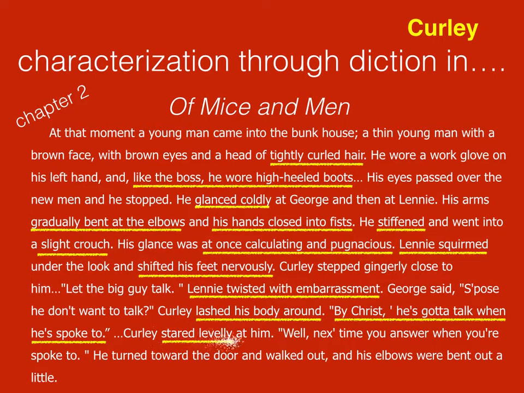Again, Steinbeck mentions his stare. He stares levelly at these guys, and he says that they will answer to him, reestablishing that he is in charge. And lastly, when he walks out, his arms are bent out a little. So the repetition of that is important. The fact that Steinbeck thinks his elbows are worth mentioning again should tell the reader that this is a significant gesture. His gait is that of a tough guy, almost as if he imagines his biceps as bigger than they actually are.